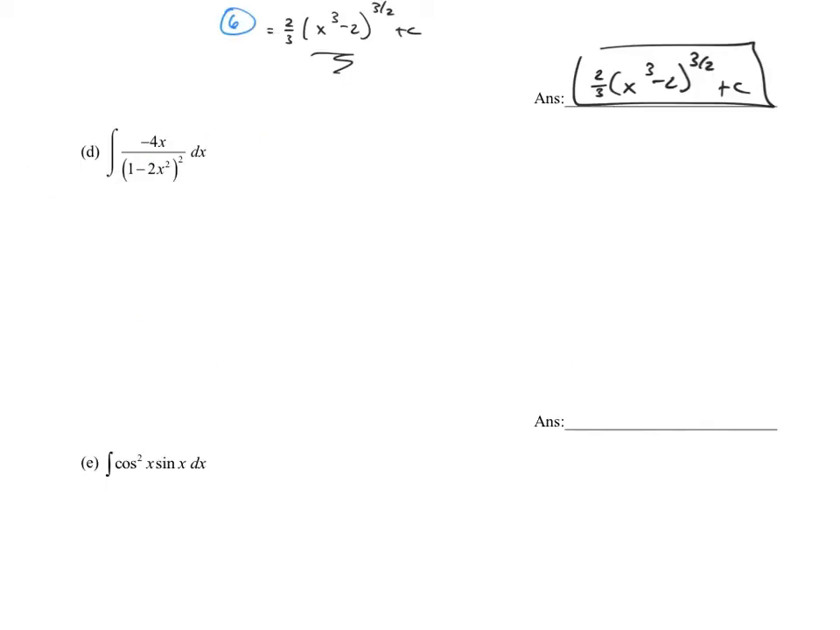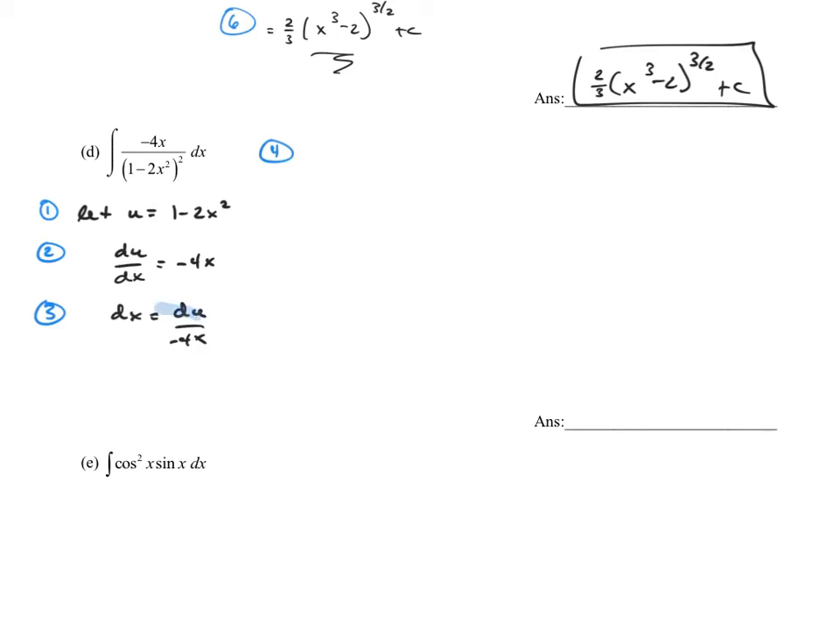Let's look at the next one here. It's the integral of negative 4x over 1 minus 2x squared, quantity squared. Okay, so this is again another great example of a u substitution problem. So let's let u equal 1 minus 2x squared, the inside of the function. Step 2 is differentiate both sides, so that's du dx equals, well, the derivative of 1 minus 2x squared would be a negative 4x. Step 3 is solve for dx, so we'd have dx equals du over negative 4x. And that's going to allow us to substitute into the problem, and let's see what we end up with.